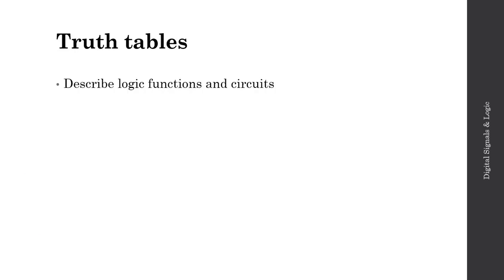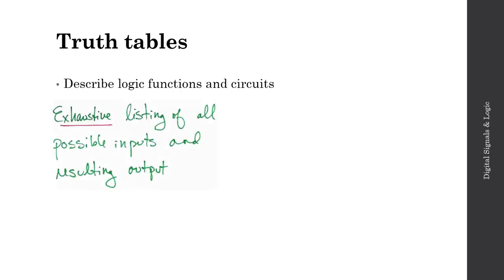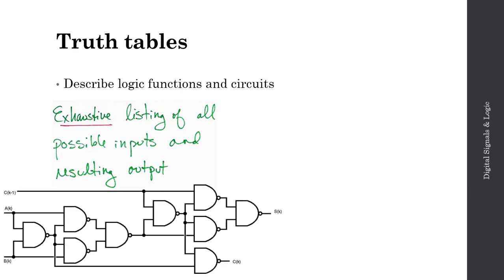Logic circuits and the logic gates contained within are going to be described by truth tables. Truth tables are an exhaustive listing of all the possible inputs. Remember, these are binary inputs, zeros and ones, and the resulting output. So if we go back to the preceding logic circuit here, we see we have three inputs, A, B, and C, and two outputs, S and C.